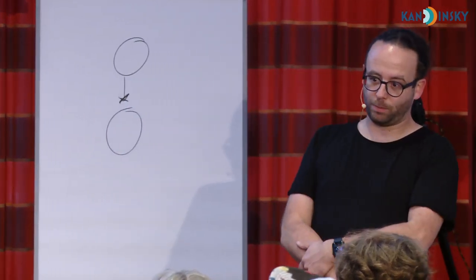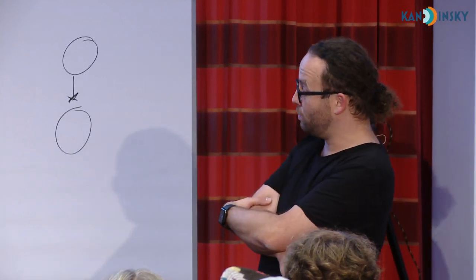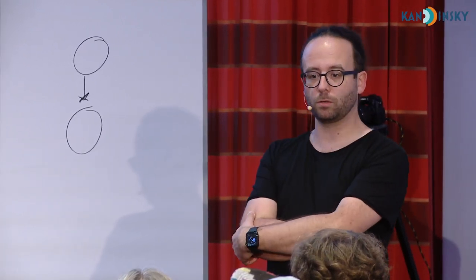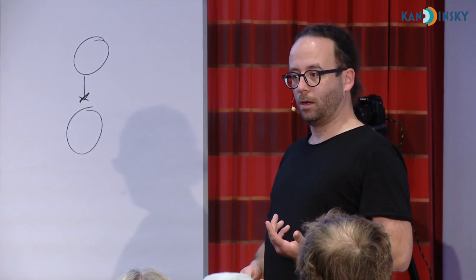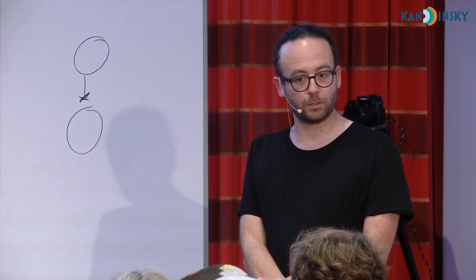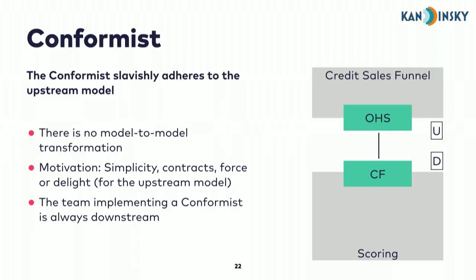Now, in the downstream, the teams down there, they get a model through the open host service and they can work with it. They can be a conformist, for instance. So what does that mean? So what we have here, we have a combination of an open host service in the upstream with a conformist in the downstream. So the credit application domain model propagates directly without any changes towards the other bounded context, which is scoring. So, and please take that very seriously. I would say it propagates on a language level.